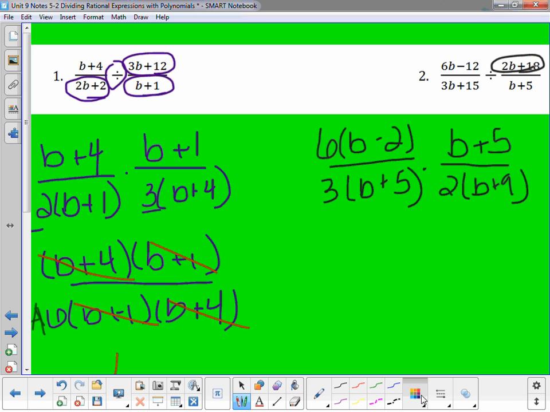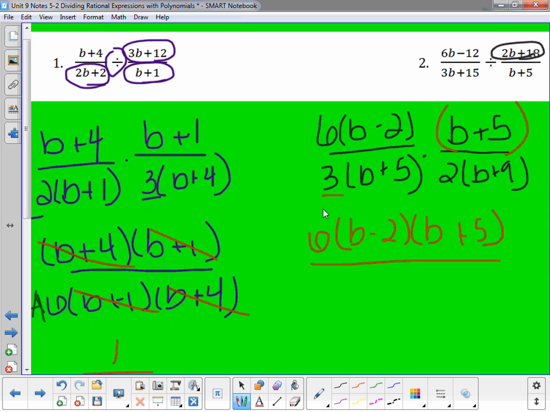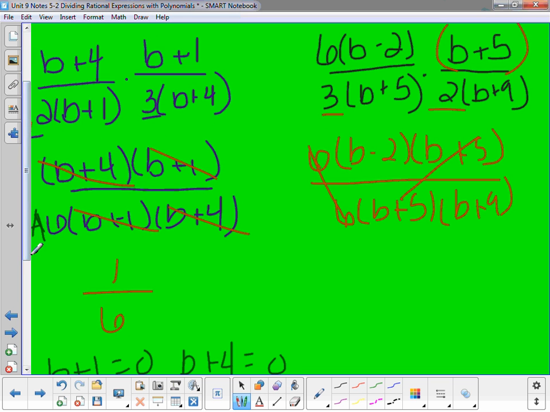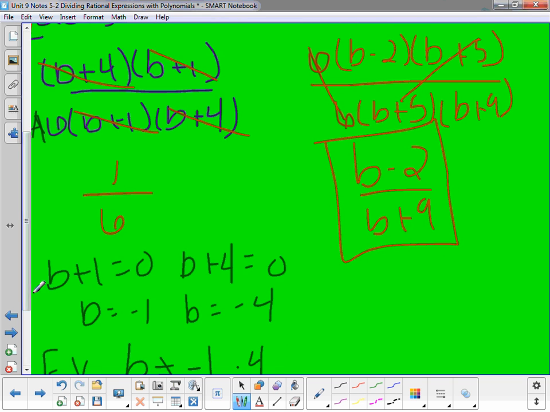So let's go ahead and multiply out what we have. Even though there's no parentheses around that one to start off with, we can put them there to represent that we're multiplying. So on the top, I have 6 times b minus 2 times b plus 5. On the bottom, 3 times 2 is 6 times b plus 5 times b plus 9. So now, these are going to cancel out, and also my 6's are going to cancel out. So then I'm left with b minus 2 over b plus 9. That's my simplified version.